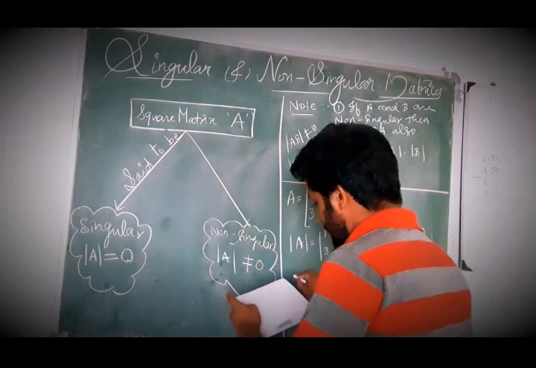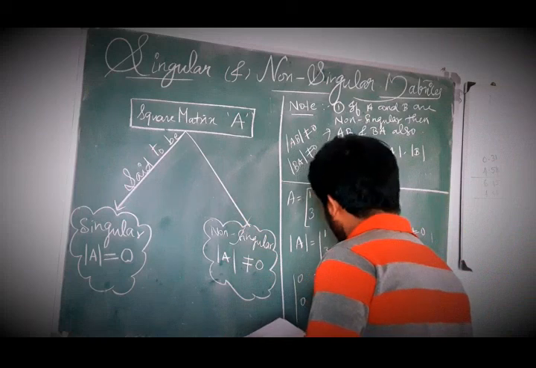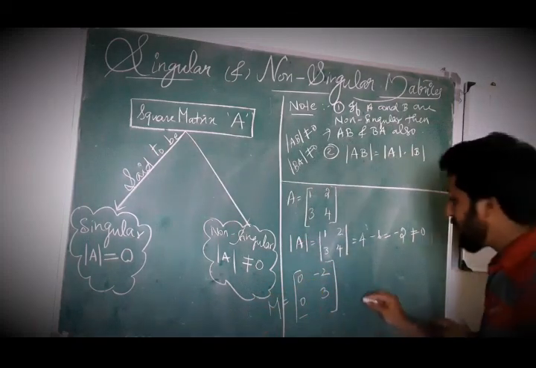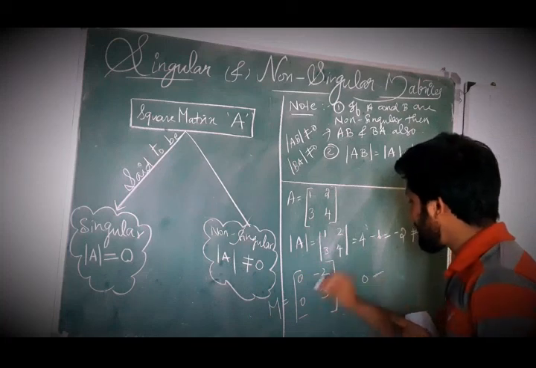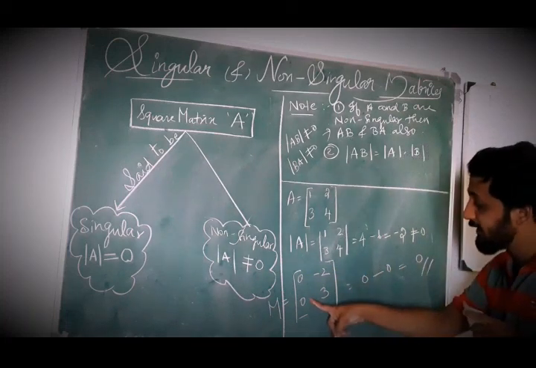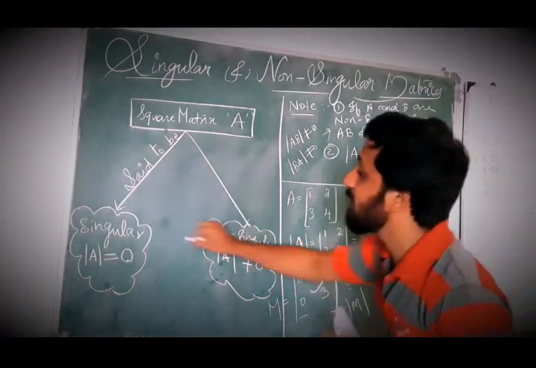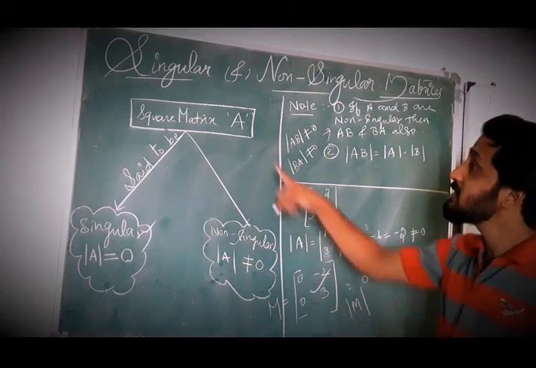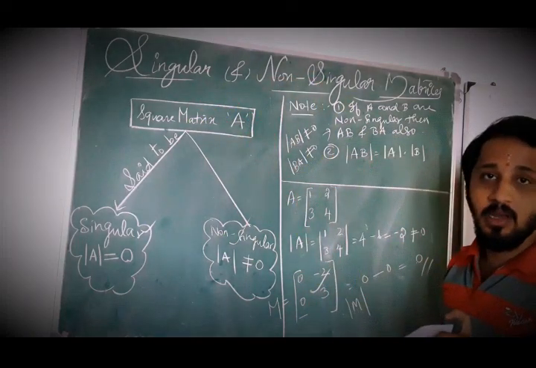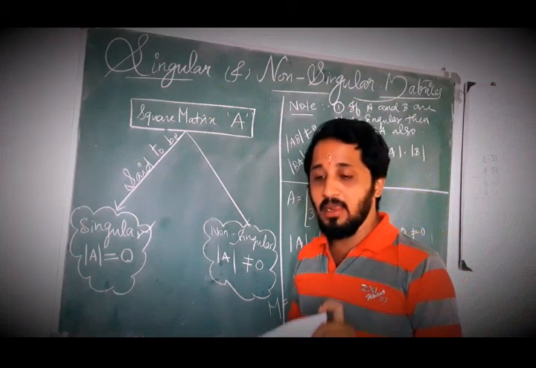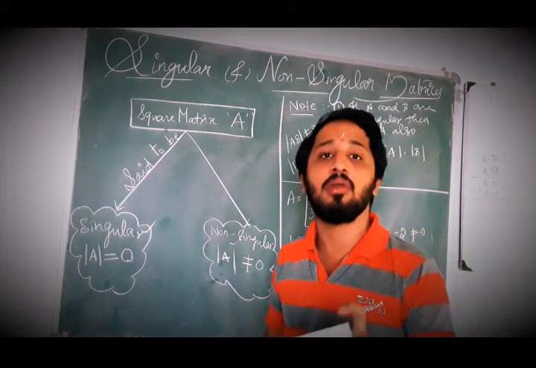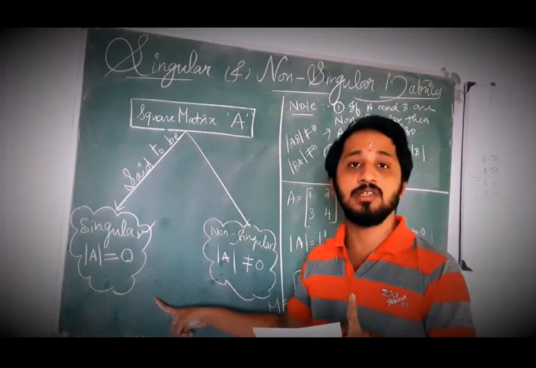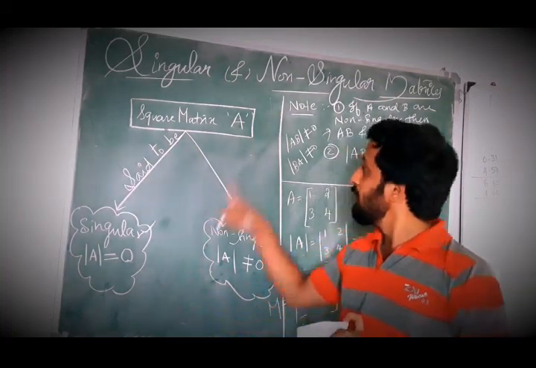Now one more example. Take the matrix 0, minus 2, 0, 3. This is another matrix, capital M. Find the determinant of this one. That is 3 times 0, which is 0, minus 0 into minus 2, that is 0, which is equal to 0. So now you got the determinant of M as 0. So this matrix is a singular matrix. This is the way you have to check whether the given matrix is singular or non-singular. So I repeat, for a square matrix, determinant A equal to 0 means singular matrix, and determinant A not equal to 0 means non-singular matrix. Is it clear? Just go through this.